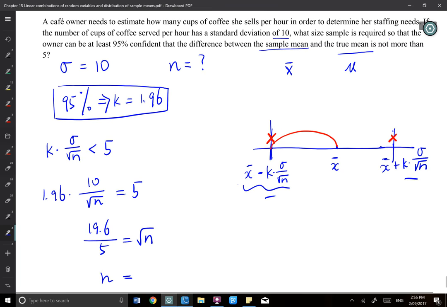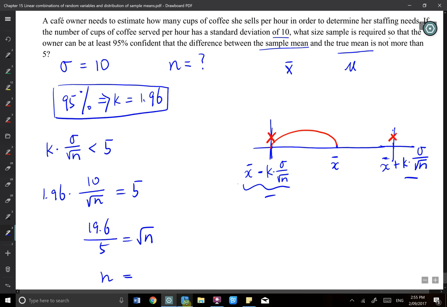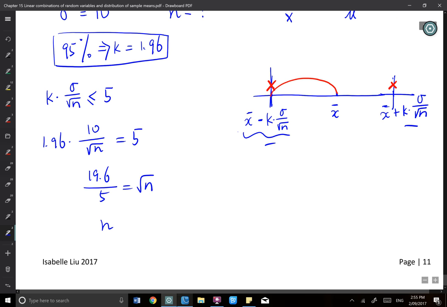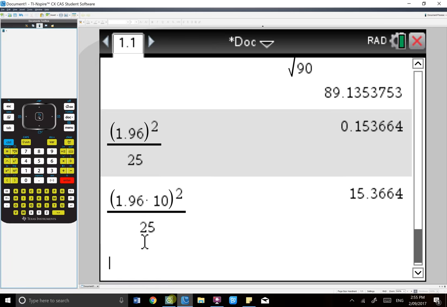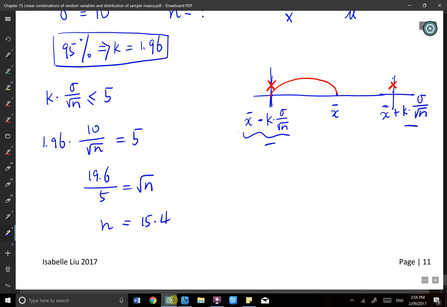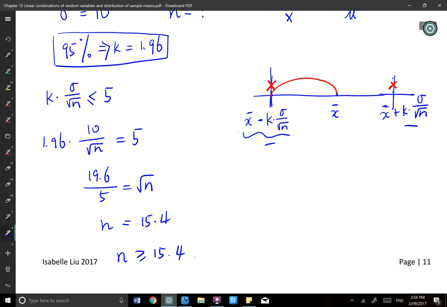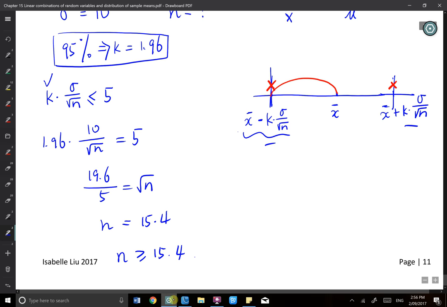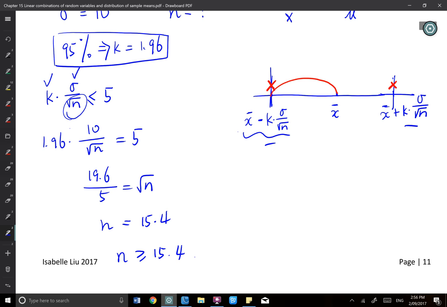15.3664. So less than or equals to, let's say that's a less than or equals to. N needs to be, let's say n equals to 15.3664, let's say this 15.4. So your n needs to be greater or equals to 15.4. It can't be smaller, because have a think, k is fixed, sigma is fixed. I need a larger value to make that number smaller. I want smaller than 5. It must be a greater value. N is much larger.